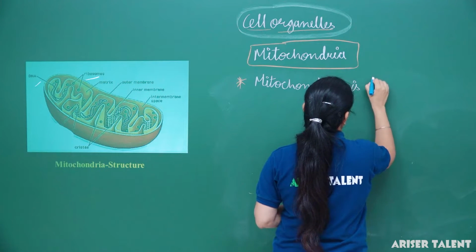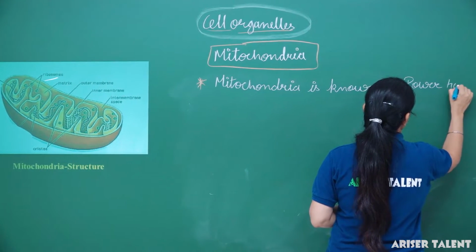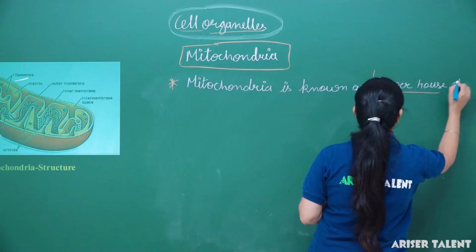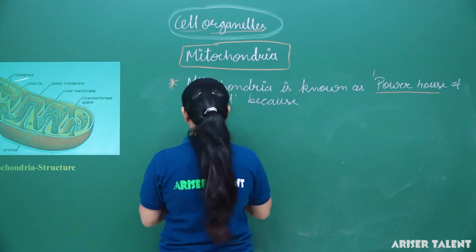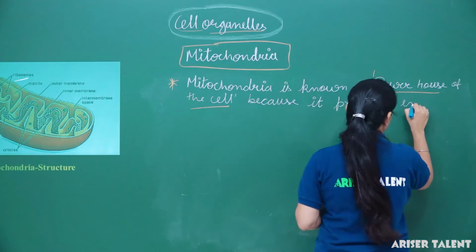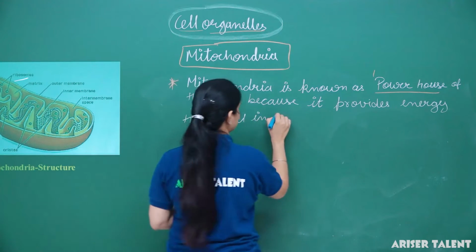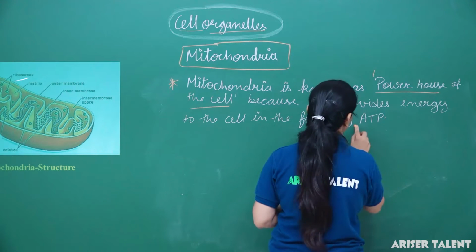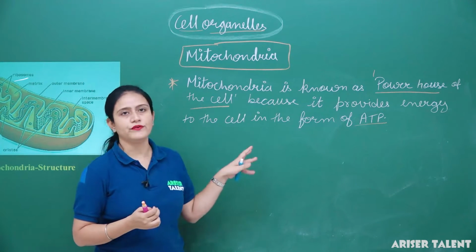So here we can mention, it is an important point: mitochondria is known as the powerhouse of the cell because it provides energy to the cell in the form of ATP. ATP means adenosine triphosphate. This is the reason that the cell can utilize energy and perform various functions, and this is the reason that mitochondria is known as the powerhouse of the cell.